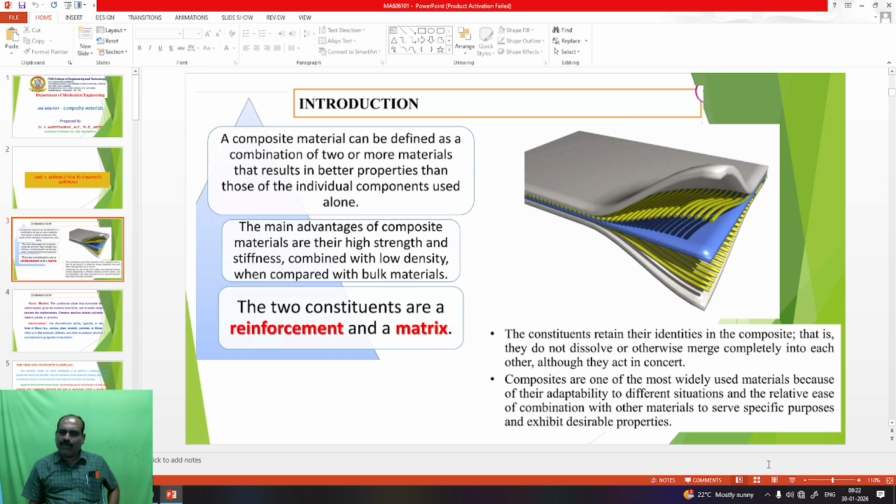Composites are one of the most widely used materials because of their adaptability to different situations and their relative ease of combination with other materials to serve specific purposes and exhibit desirable properties.